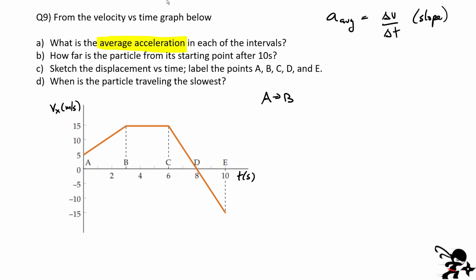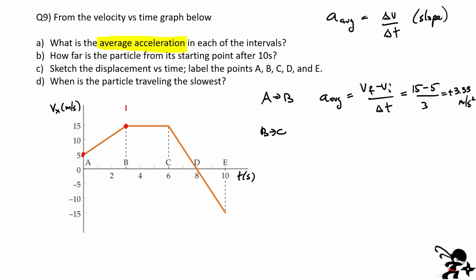Okay, so from A to B, how do I do this average acceleration? Well, you just do V final minus V initial over delta T. Let's go ahead and denote the 2 points here. Here's V final, here's V initial. So V final is 15 minus 5, over delta T. Delta T looks like 3 seconds. So the average acceleration here would be positive 3.33 meters per second squared, right? 10 over 3.